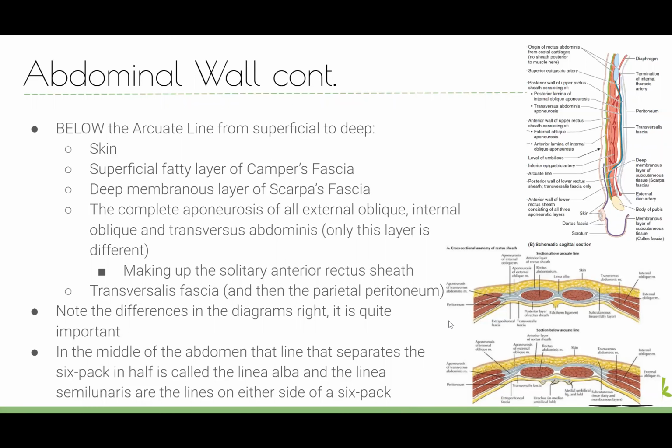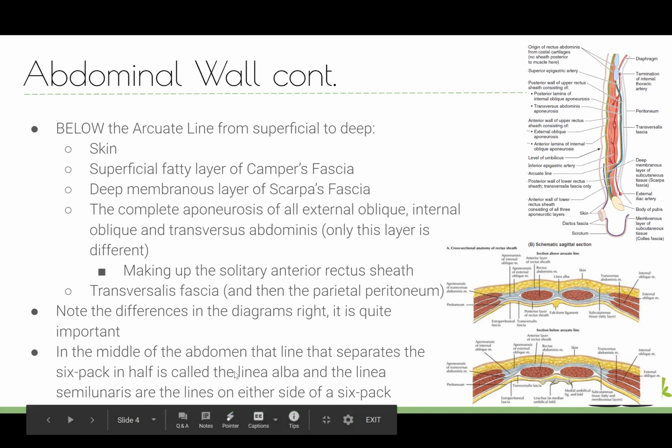I guess some other fun facts, just because this is something they might tell you and you might wonder what they are talking about. The linea alba is that line in the middle, so it'd be here, that separates the six pack. And the linea semilunaris is on each side. So these areas here are called the linea semilunaris, and they're just lines given fancy names for no reason.